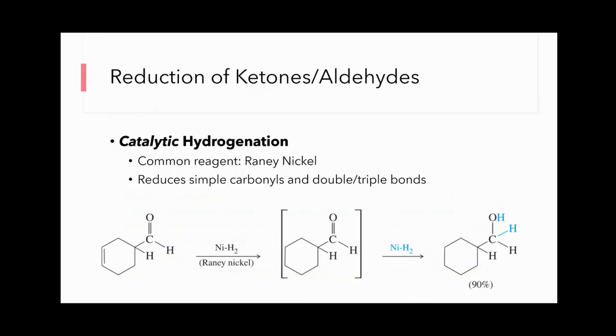So catalytic hydrogenation reduces simple carbonyls like ketones and aldehydes. What's special about this is that it will also reduce double bonds or triple bonds. So here we have the double bond and then it's gone. A common reagent is Raney nickel, which is just nickel with H2.